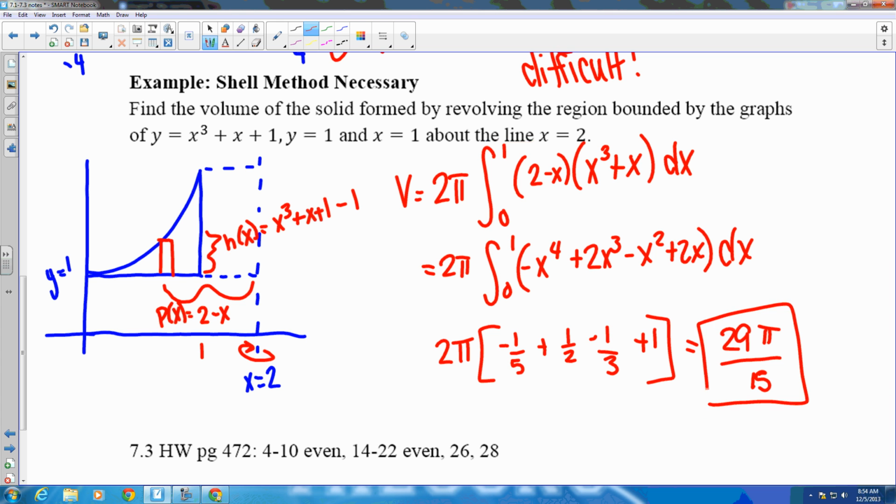So if it's being revolved around x equals 2 in a case like that, we know that we want to use the shell method. Just a quick little fix. We want to do 16 through 20 even instead of 14 through 22. And we are done with section 3.